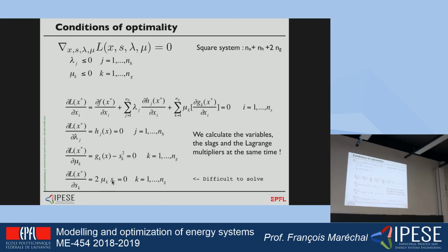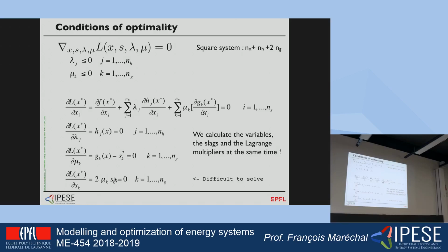Okay, so it means that now I have a system of a set of nonlinear equations, which is a square system that I can solve as a set of nonlinear equations, for which I will calculate the value of x, s, lambda, and mu. Okay? There is only one that is difficult to solve here. This is this one. Because this one is equal to 0 if mu is equal to 0 or if s is equal to 0. And the difficulty is to choose between s and mu.